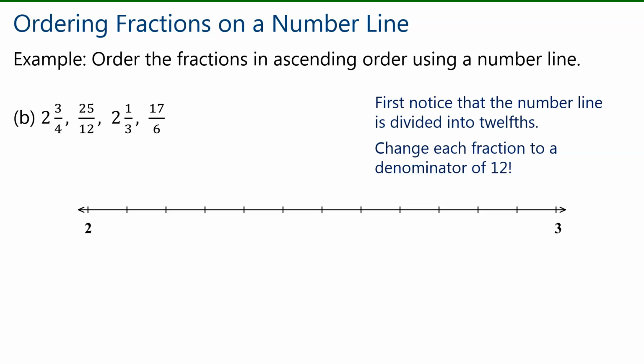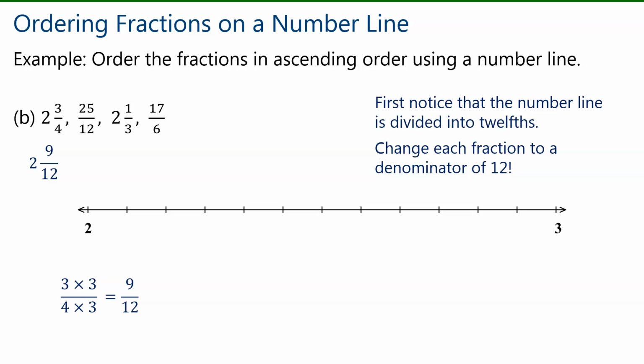Now I see that all of my numbers are going to be between 2 and 3. So when I look at the first mixed number, 2 3/4, I'm just going to take the fraction part, 3/4, and change that to a denominator of 12. So now, what do you got to multiply 4 by to get 12? That would be 3. So multiplying 3 by 3 and 4 by 3 gives me 9/12.